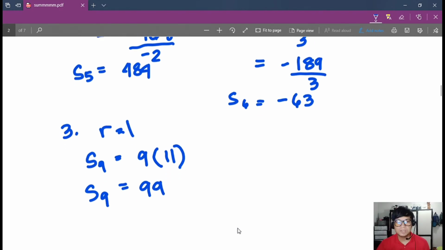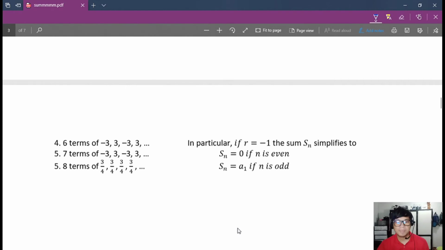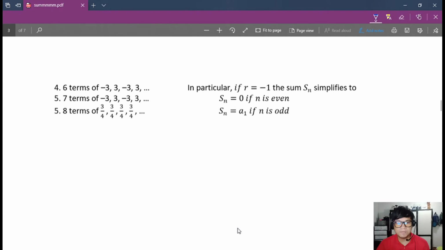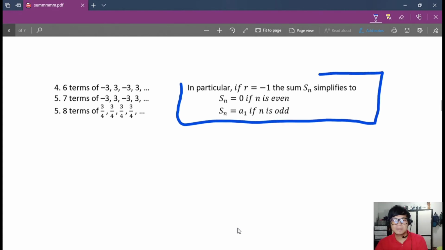Okay, let's proceed to number 4. For number 4, find the sum of the first 6 terms of negative 3, 3, negative 3, 3. So, as you can see, sinaparate ko na lang yung formula na gagamitin. Dito tayo mamimili kung ano yung gagamitin natin na formula. So, we have negative 3, 3, negative 3, 3. The common ratio here is 3 divided by negative 3, which is negative 1. So, applicable itong formula. Negative 1 yung common ratio.